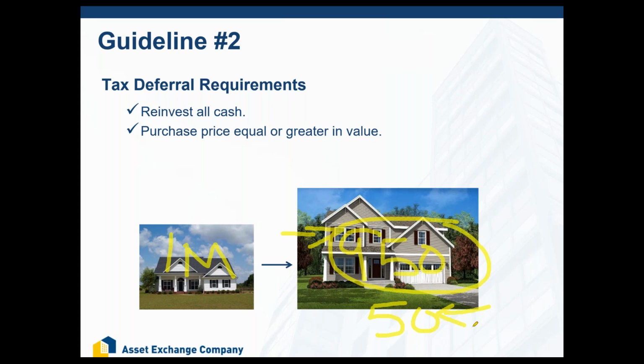Now, if you don't want to pay taxes on this $50,000, you can go out and buy another property, right? So you can do multi-property exchanges. You could sell one and buy 2.